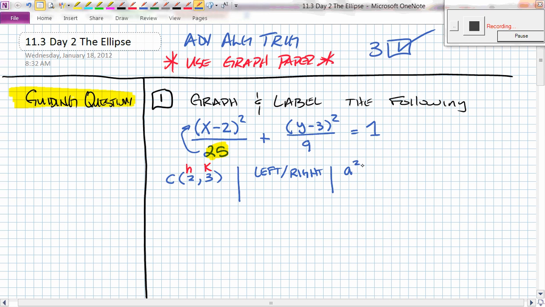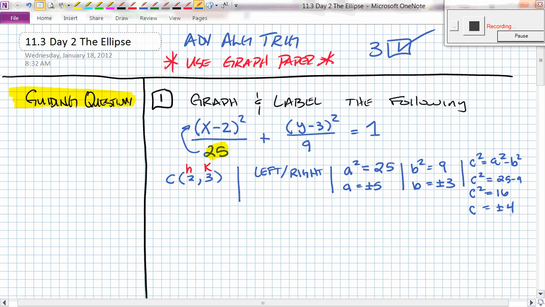What else do we know? We know that a squared has to be a value of 25. That means a is plus or minus 5. We know b squared is a value of 9. So b must be plus or minus 3. And lastly, we know c squared has to be a squared minus b squared. There's the relationship between a, b, and c, right? So therefore, c squared has to be 16 if I take 25 and subtract 9. So c squared is 16, which implies c is plus or minus 4. That's all the information that we have. We know everything we could possibly want to know about this ellipse. Now all that's left to do is graph and label.